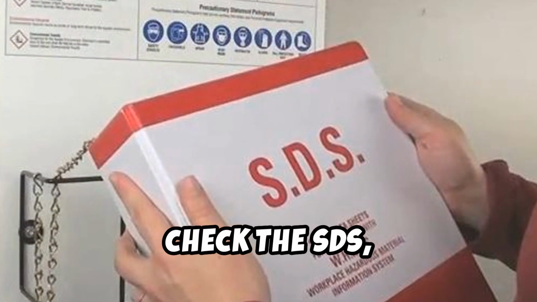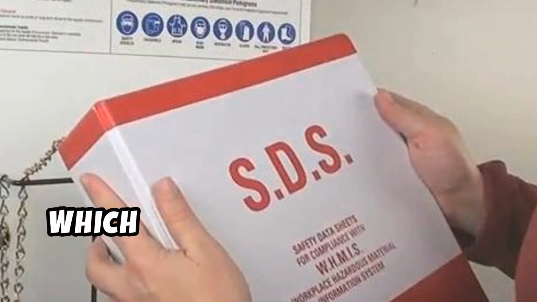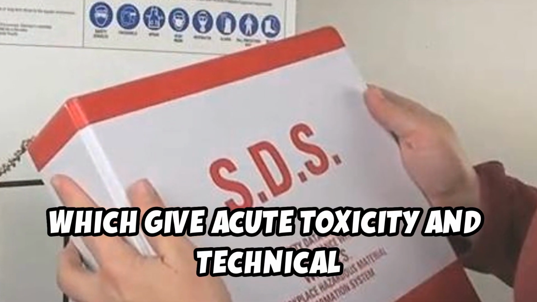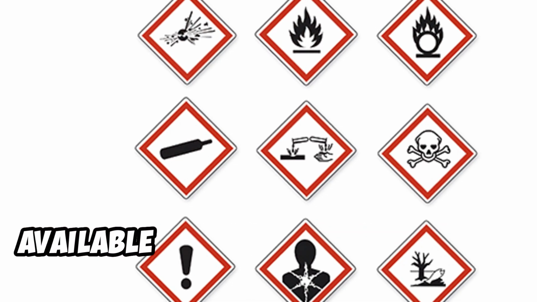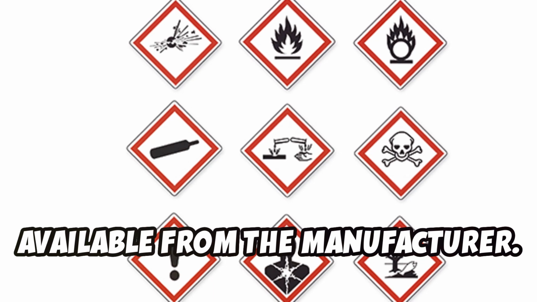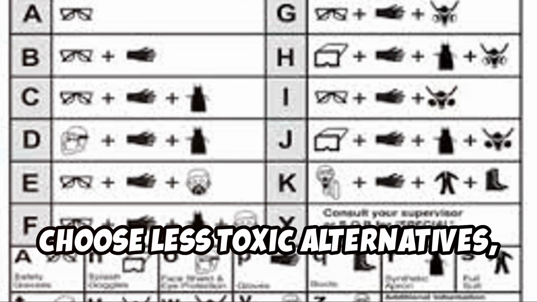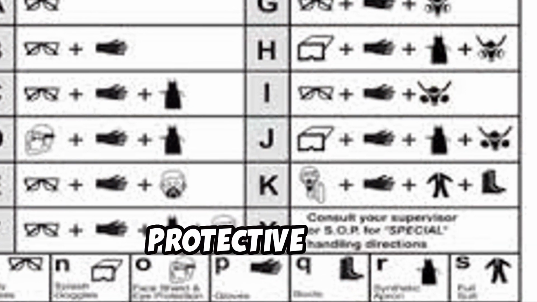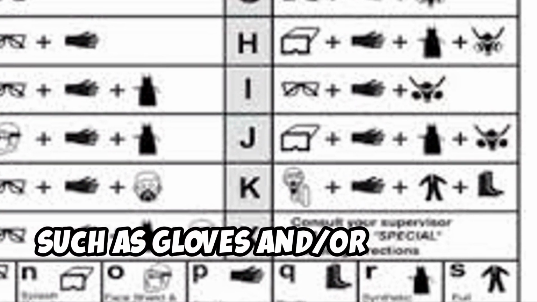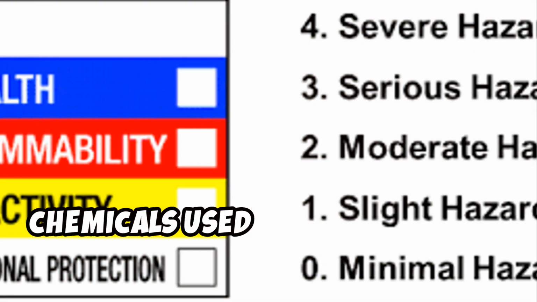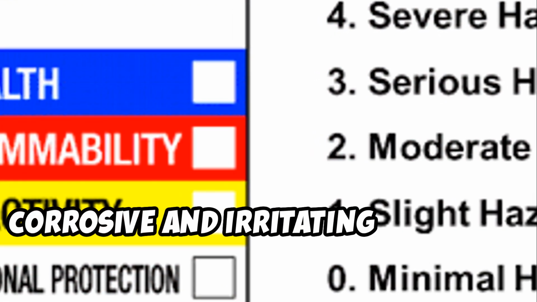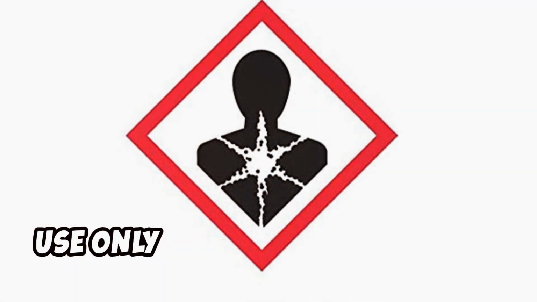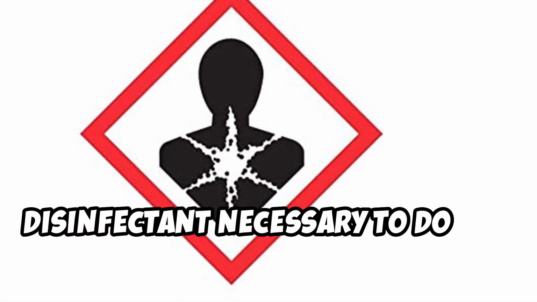Check the SDS, that's the safety data sheets, which give acute toxicity and technical information about a product, available from the manufacturer. Choose less toxic alternatives and use all recommended personal protective gear, such as gloves and/or goggles. Chemicals used as disinfectants can be corrosive and irritating to human health. Use only the correct amount of disinfectant necessary to do the job.